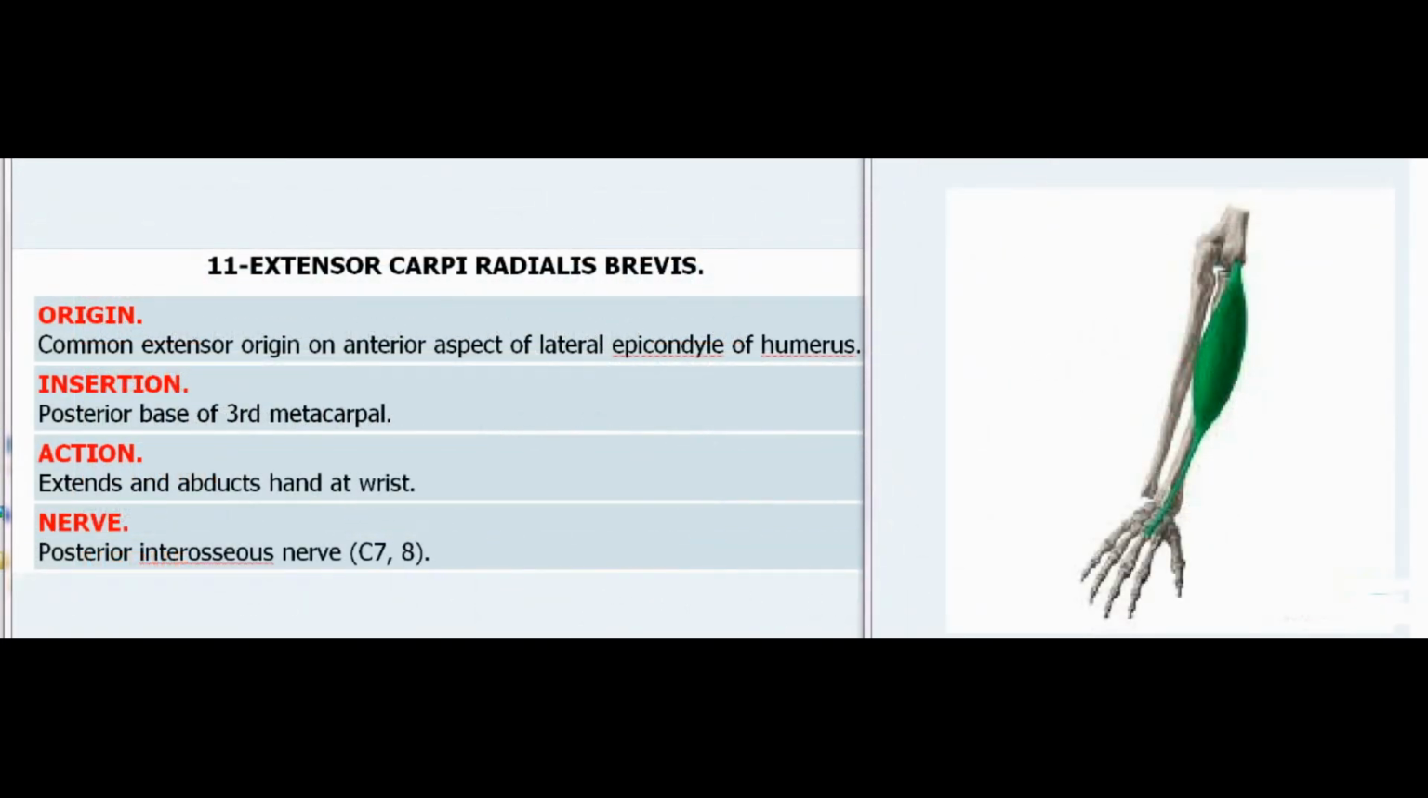11. Extensor carpi radialis brevis. Origin: common extensor origin on anterior aspect of lateral epicondyle of humerus. Insertion: posterior base of third metacarpal. Action: extends and abducts hand at wrist. Nerve: posterior interosseous nerve, C7, 8.